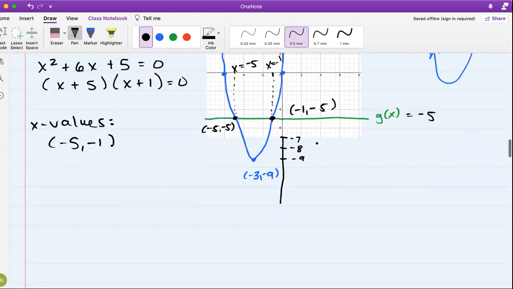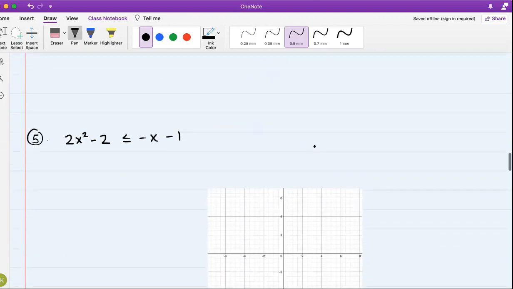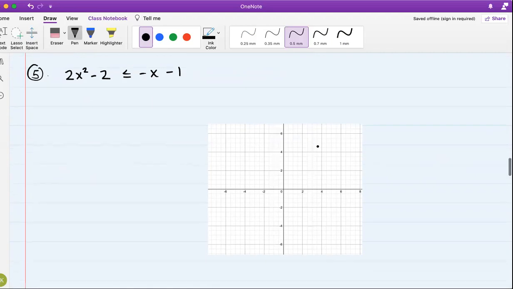Let's try another one. Okay, so this is problem 5. I'm going to do it in 2 ways: the easier way, I think, and then the harder way, and you can choose which way you like. So here I have 2x squared minus 2 is less than or equal to negative x minus 1. I want to find all the x values that satisfy this inequality.